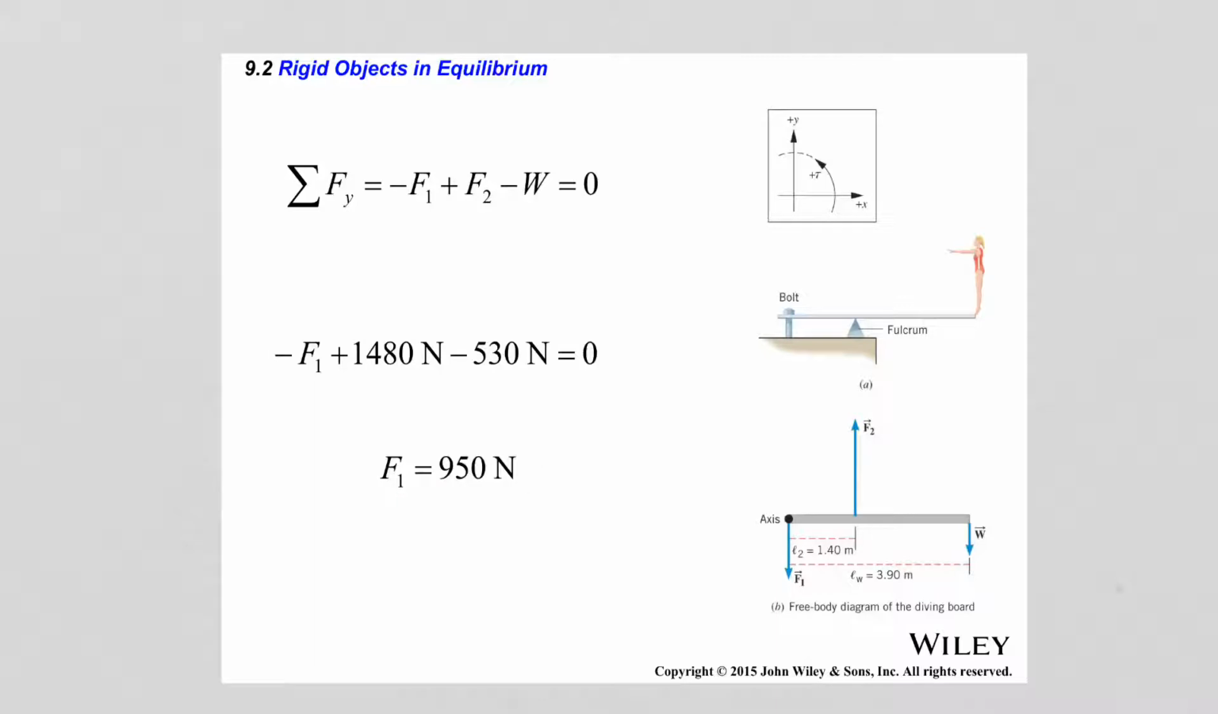So this is a typical example of the use of the conditions for equilibrium, net force equal to 0 and net torque equal to 0, to solve problems about equilibrium of objects.